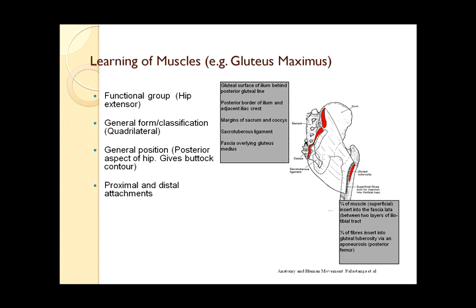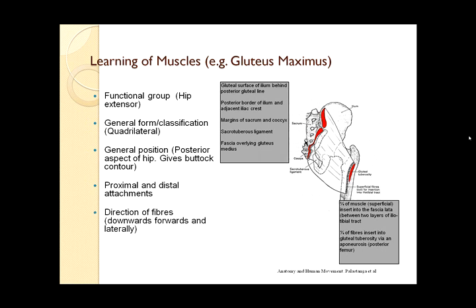The distal attachment, on the other hand, is a quarter of it blends into the periosteum on the back of the femur in an area known as the gluteal tuberosity, and three quarters of it blends into the thickening in the fascia of the thigh, the iliotibial tract. This is the detail that you're expected to learn each muscle in.